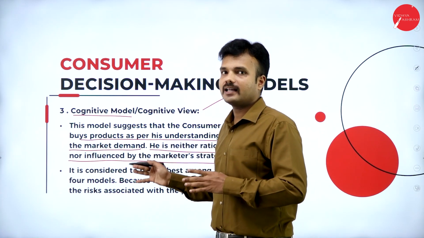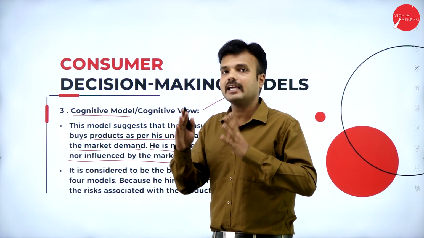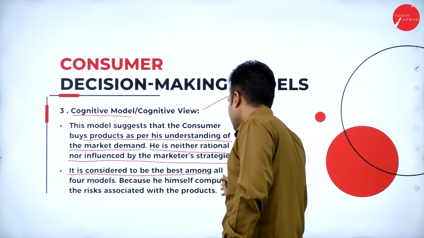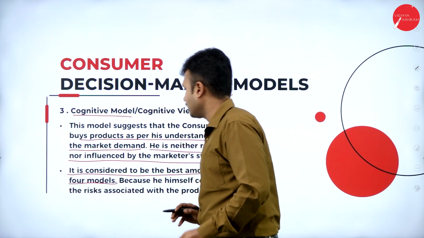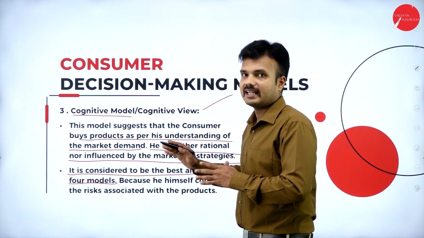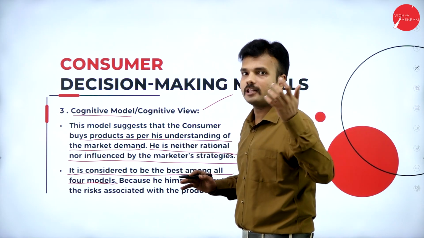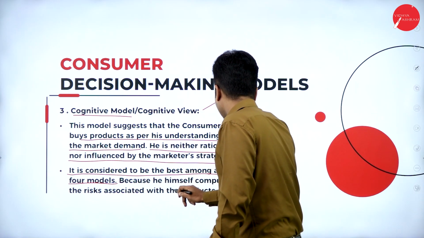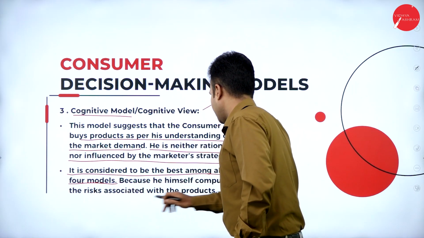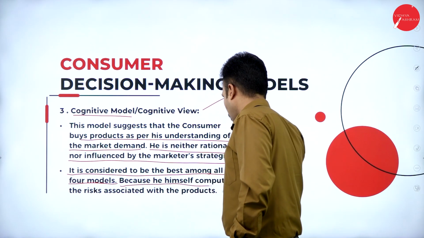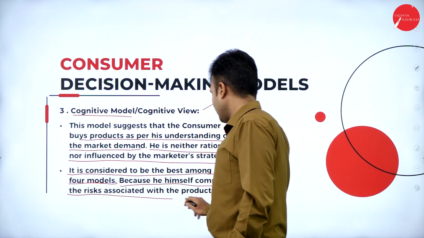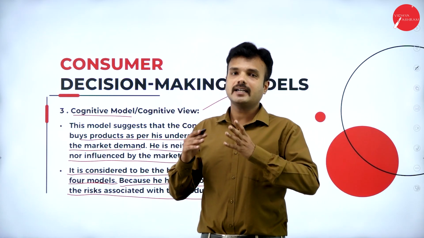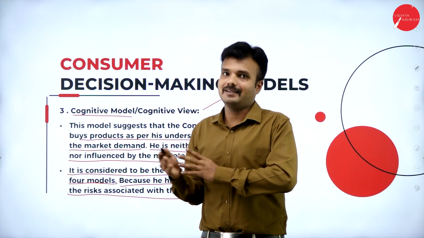So according to this model, the customer doesn't get attracted to any kind of marketing and advertising strategy made by the manufacturer. This is considered best among all the four models. We consider this model the best when compared to all four models of the consumer decision making process, because he himself computes the risk associated with the product. He considers the risk factor of the product, and finally he makes a purchase decision.